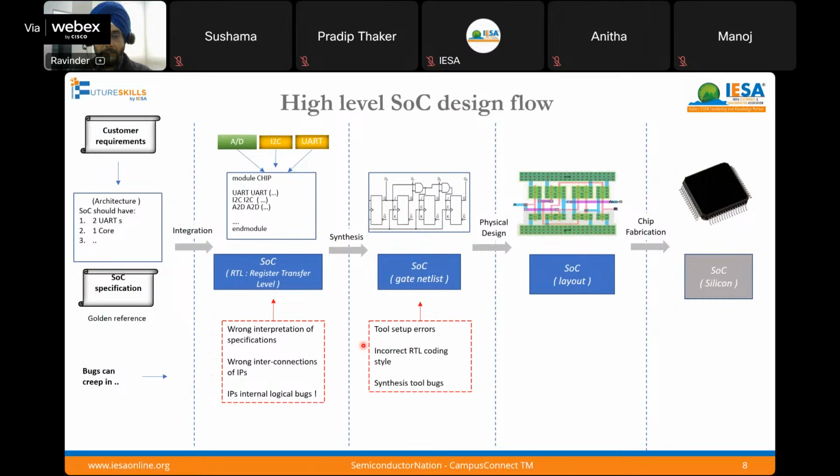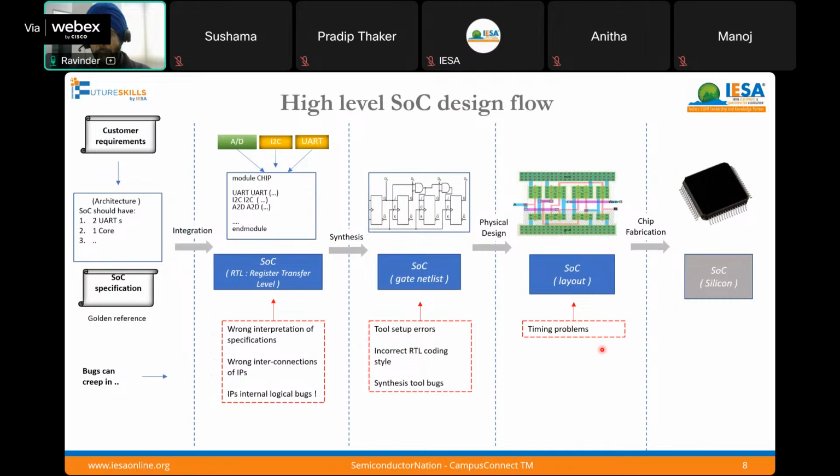The next stage is synthesis. Here, there could be a problem in mapping the RTL to a gate level netlist, which is done by the synthesis tool. But since it's done again by humans, there could be setup errors in the tools. That could be a source of bugs. Also, the way the RTL is coded may not be synthesis friendly, so that could lead to some synthesis problems. And the tool itself, although rare, could have some bugs.